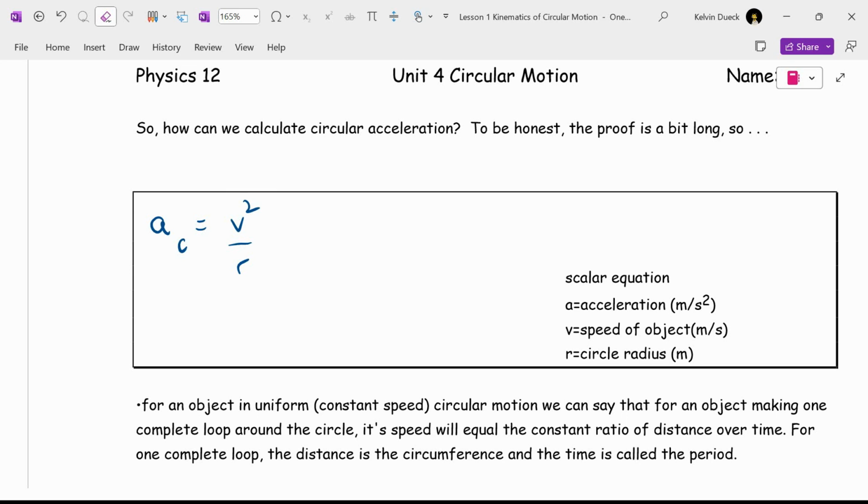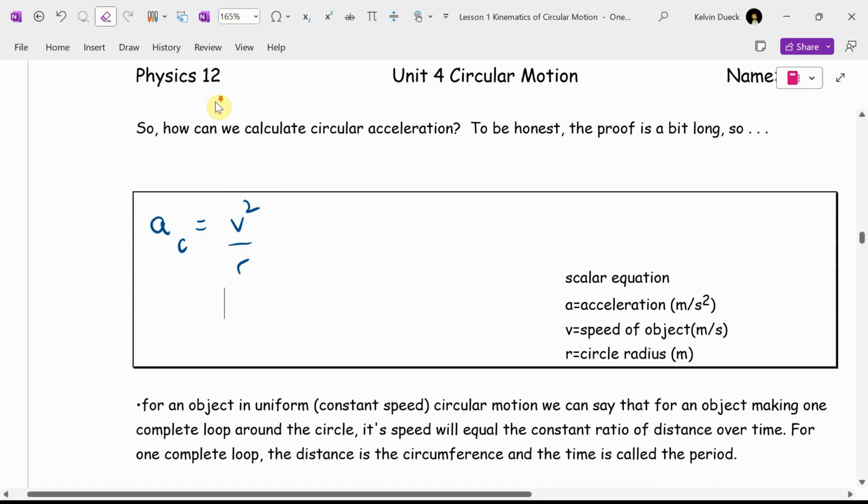This is a scalar equation. There's no vector signs because the direction is towards the center, but towards the center depends where you are in the circle. If you're on that side of the circle, towards the center is this. If you're on this side of the circle, toward the center is that way. So it's a scalar equation. If you ask for a direction, toward the center.